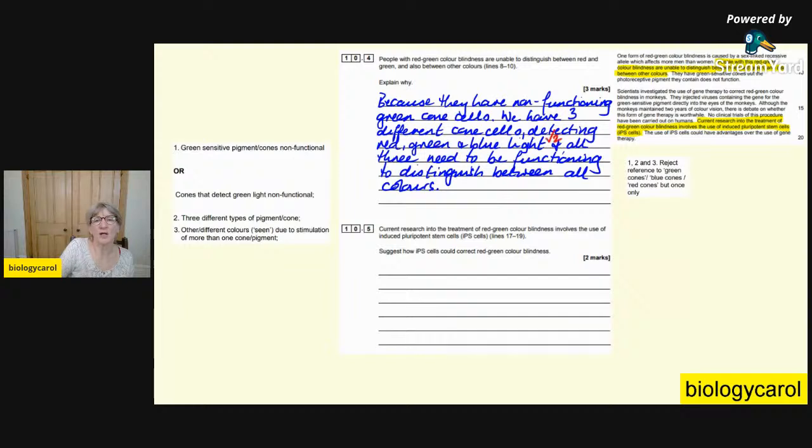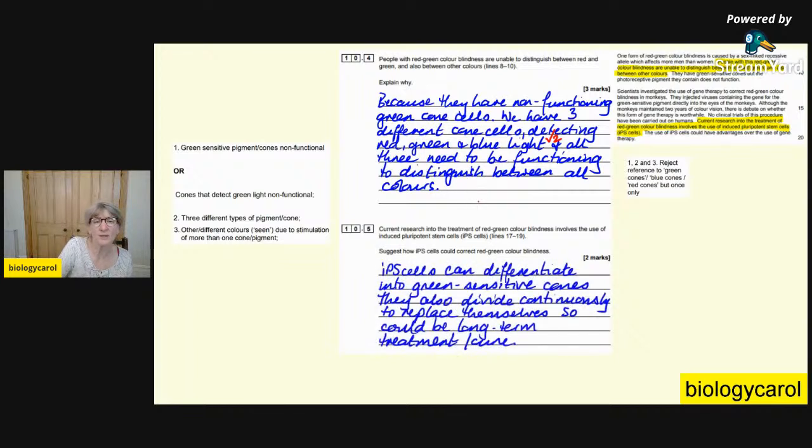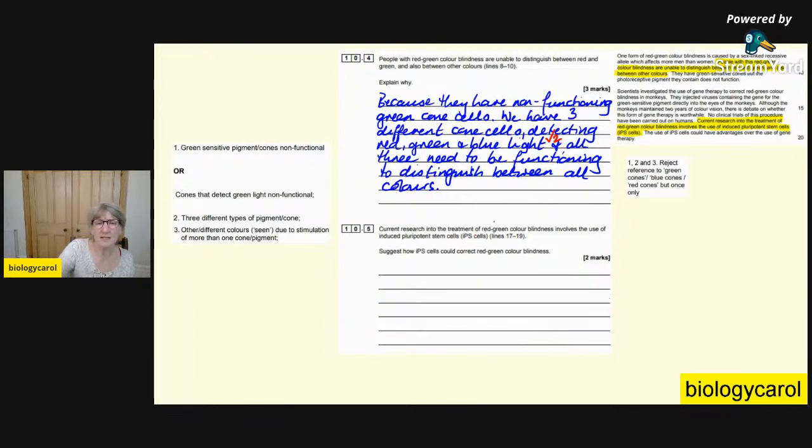I talked about different cone cells. I got that. And I wasn't convinced that I'd written enough to get mark point 3, so I didn't give myself the mark. I just felt this was a little bit vague. They needed to be quite frank, I was getting tired. Right, last one.